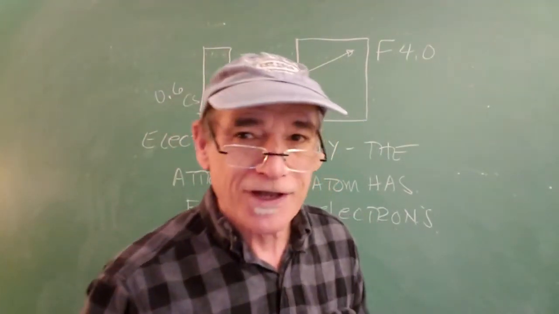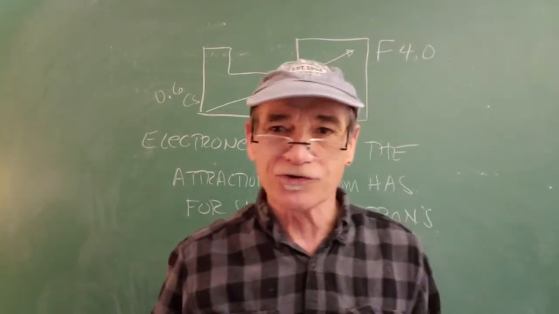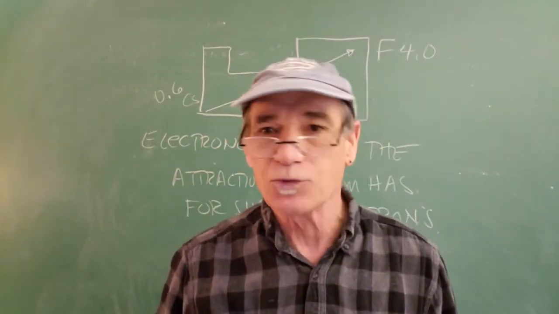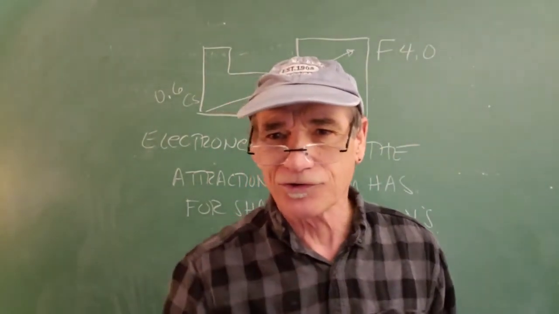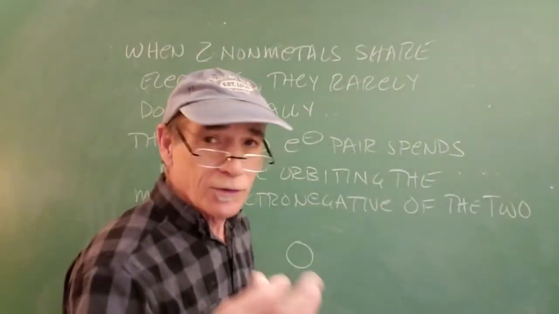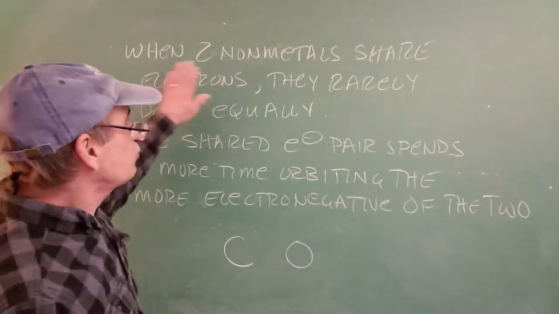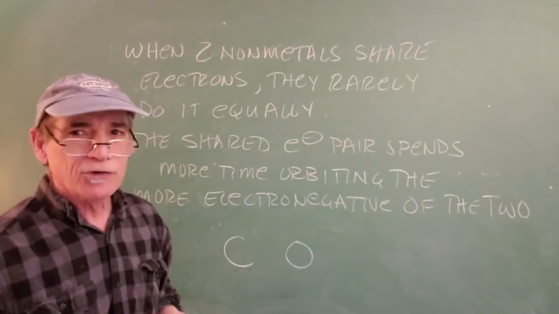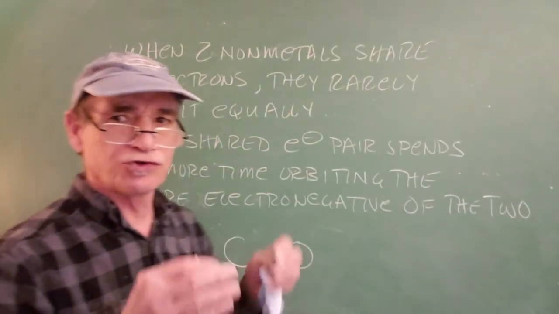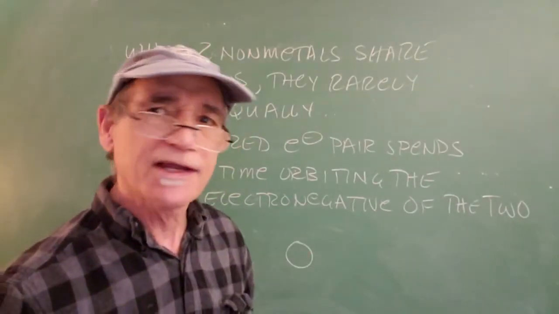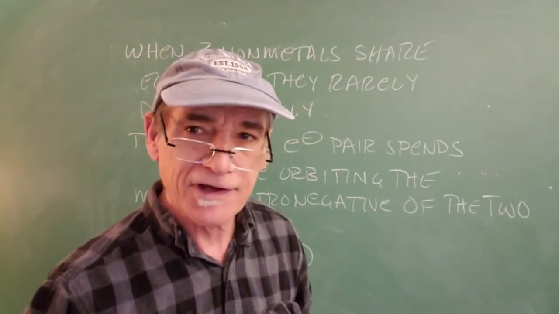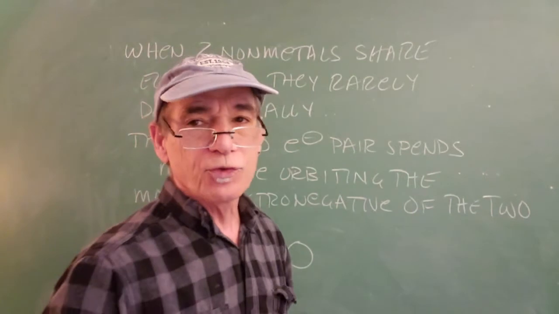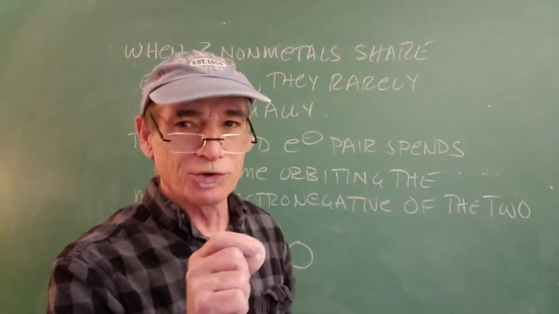When two atoms bond to each other, it's rarely an equal sharing. Let me erase this and I'll show you something. When two nonmetals share electrons, they rarely do it equally. The only time I can think of where it's a perfect equal sharing of electrons is if the two atoms are identical to one another, for instance, the diatomic elements. Those would be considered completely non-polar bonds.